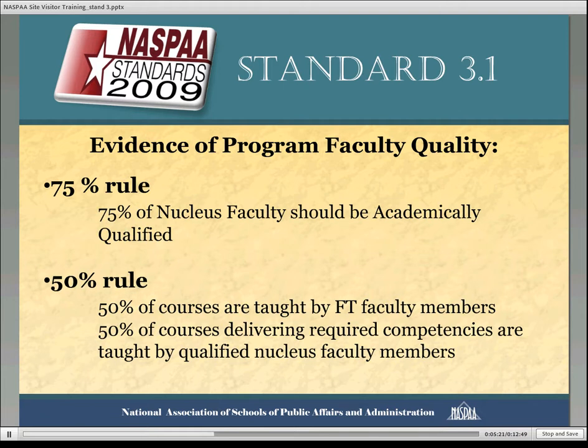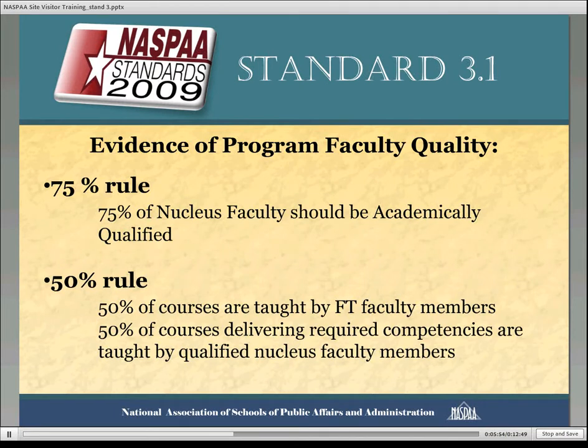There's also a second rule with regard to faculty quality, and that is the 50% rule, whereby 50% of all the courses taught in the program are by full-time faculty members. Note that this is not nucleus faculty, but full-time faculty members. And that 50% of all the courses delivered that require competencies are taught by qualified nucleus faculty members. Now notice that says nucleus faculty members. So the 50% rule is dual.